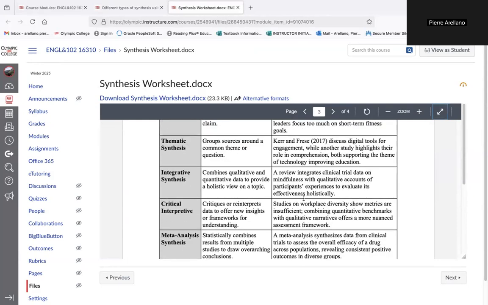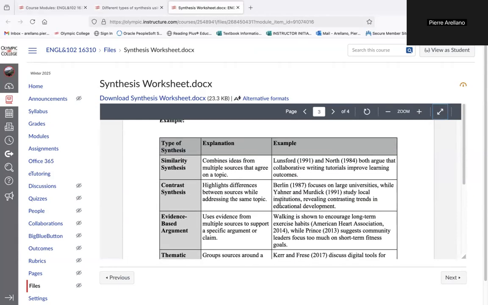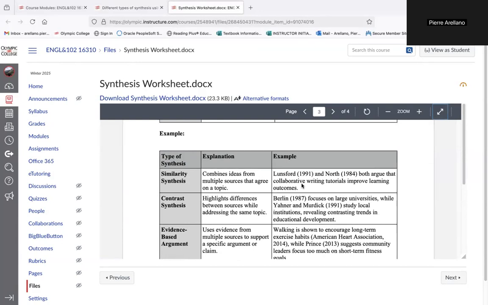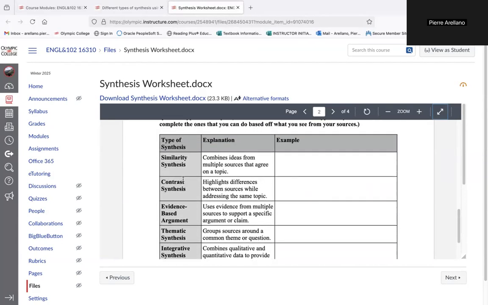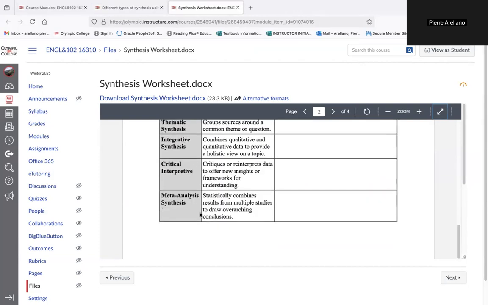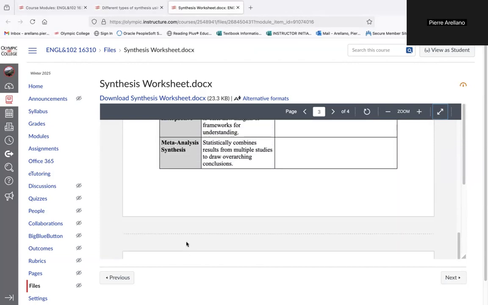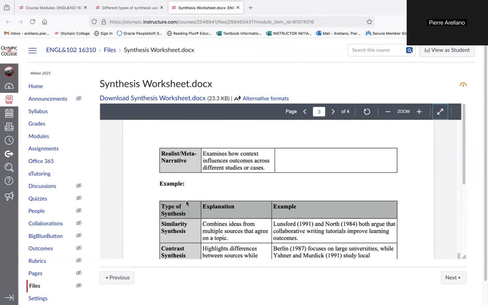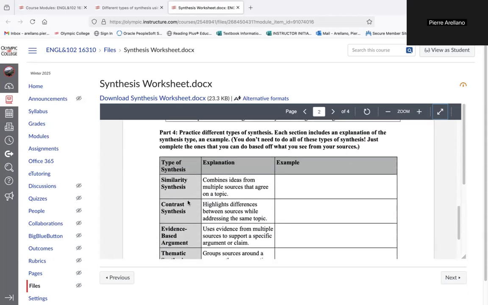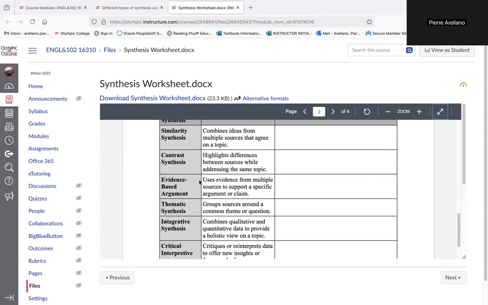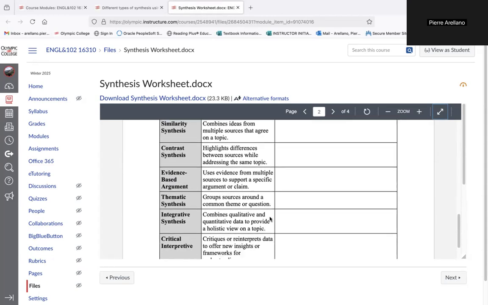See here, it's actually the same example as what you had before in the other sheet, but I included it here, and you would do the same thing. And again, you don't necessarily need to fill in each and every one of these. I don't imagine you will have integrative to realistic metadata. If you do, great. If you don't, don't worry about it. But these first four are what you really want to focus on: how they're similar, how they're different, how they are thematically the same, and how they both use the same evidence to support your point. That's great synthesis.